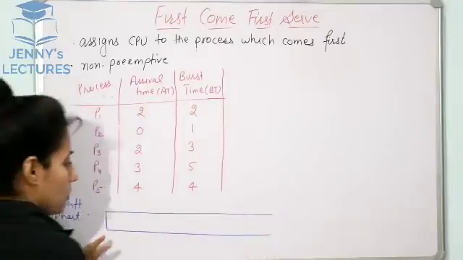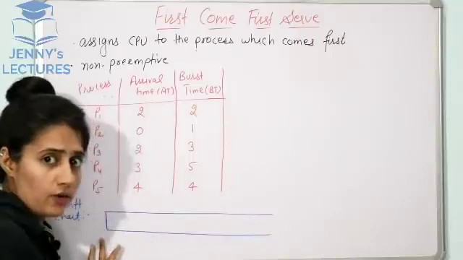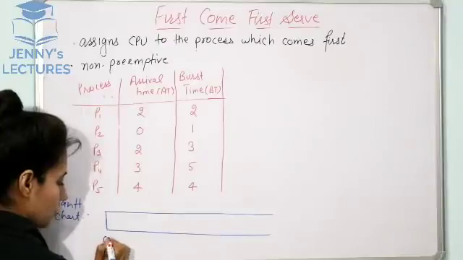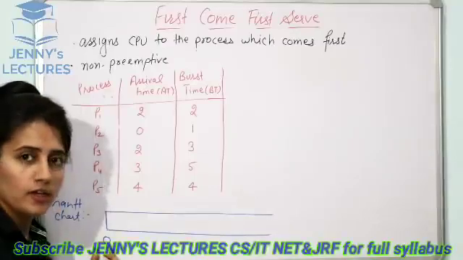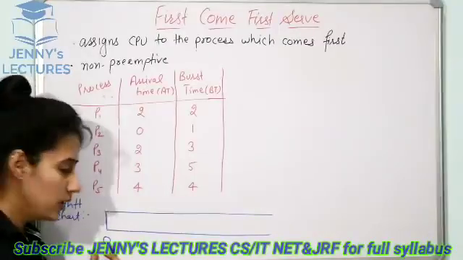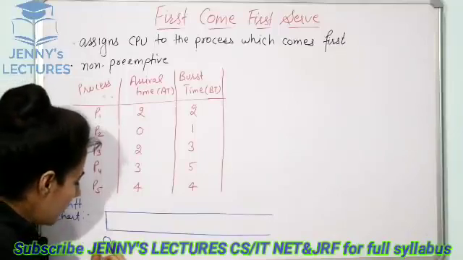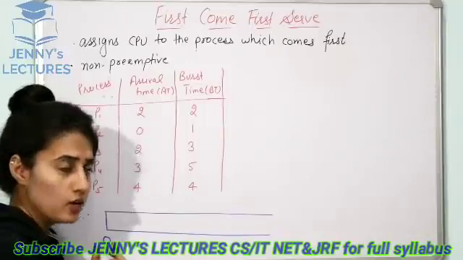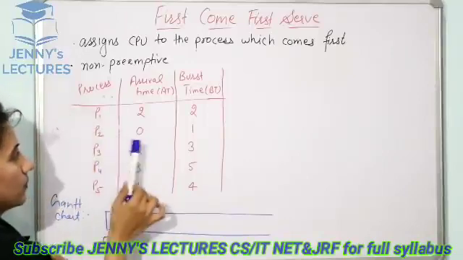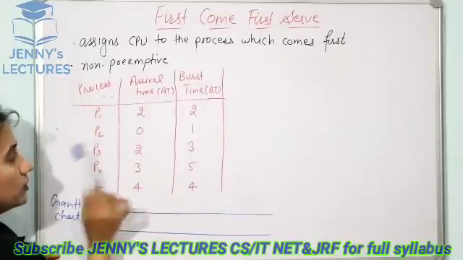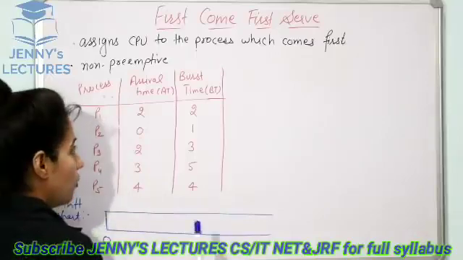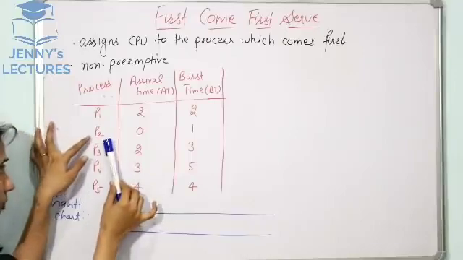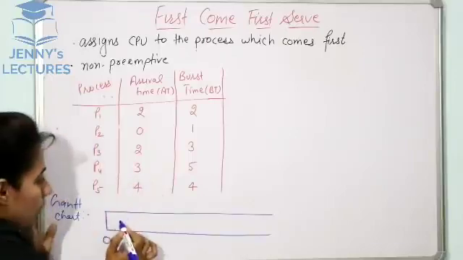Now you have to draw a Gantt chart, and we will start the working of the CPU from time 0. The assumption is that it starts from 0. Now you have to check at time 0, is there any process that has arrived in the ready queue? Yes, we have one process, because the arrival time of P2 is 0. Is there any other process? No one. Then no doubt the CPU would be allocated to P2.